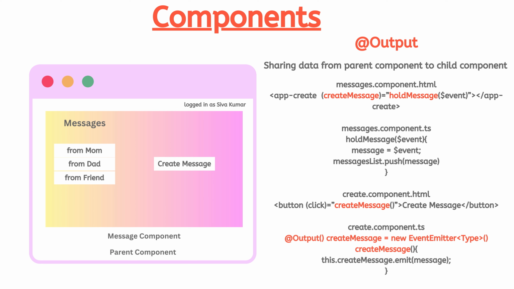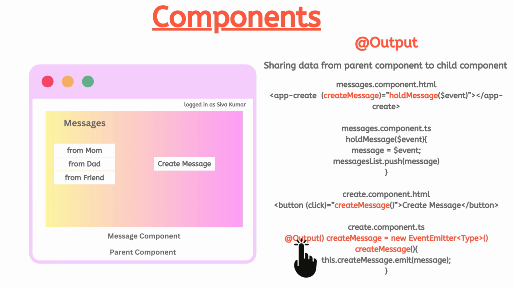Within this message component, there is a child component called create message component, create.component.ts. Within that component there is just one single button. When we click that create message button, which is part of the child component, in create.component.ts we should use @Output and an event name, which can be anything, such as createMessage, equal to new EventEmitter, and the type is the type of value that you are passing.